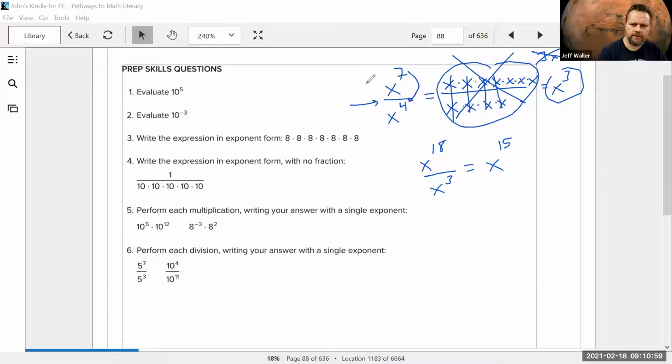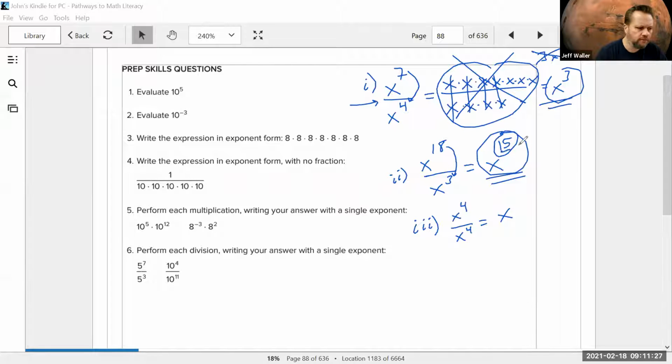What about this? What is x to the 4th divided by x to the 4th? Doing what we've been doing. How did we get 15 here? We subtracted 18 minus 3. How did we get 3 up here? 7 minus 4. So this will be the what power? 4 minus 4.